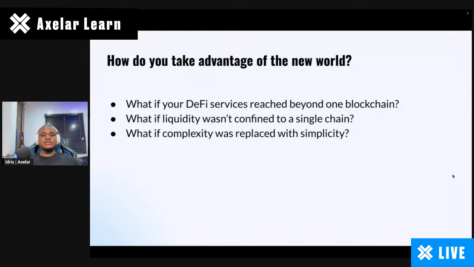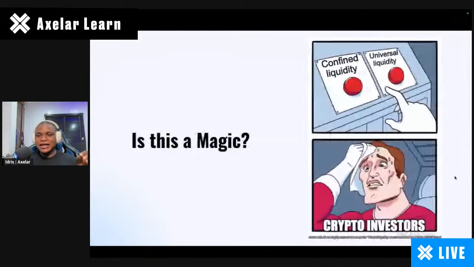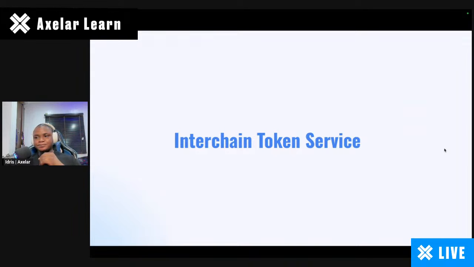Having said all of this, is this actually magic? Of course not. There is an underlying service powering this process. And what exactly is that service? The Interchain Token Service. This service powers the interchain tokens we are about to create programmatically during this workshop. I'll be explaining some of the underlying things you need to understand about interchain tokens during the demo.